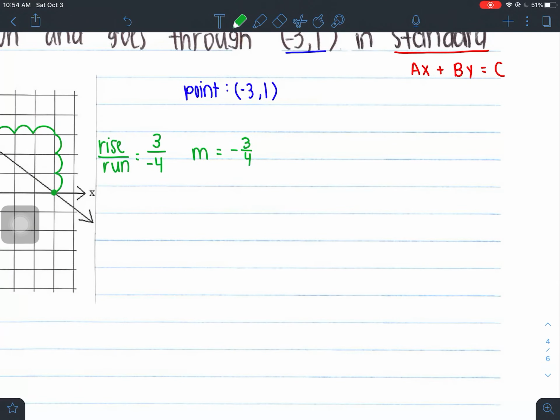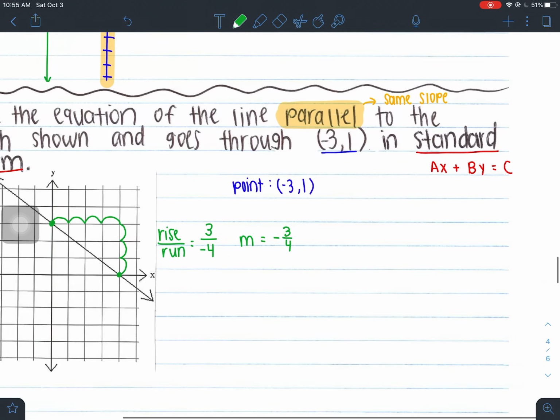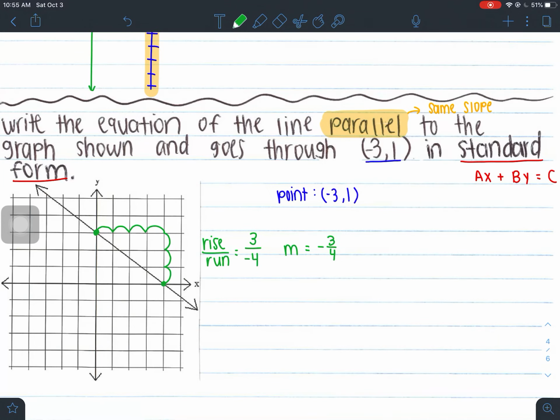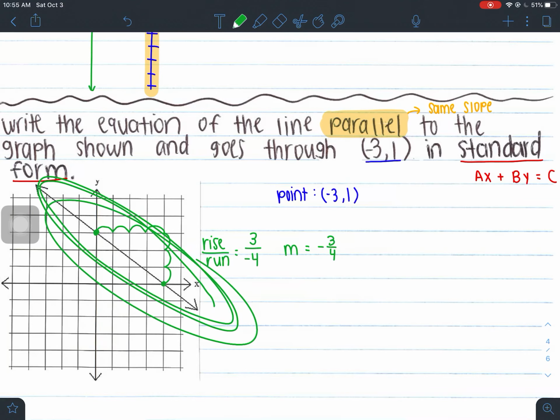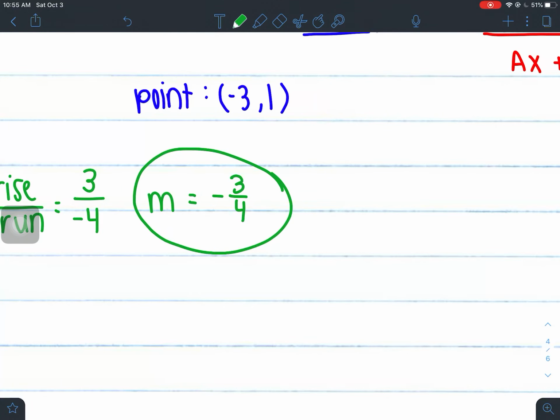Now, question, would I use the same slope when creating my brand new equation? Yes. Why would I use the same slope? Well, because they wanted me to create a parallel line. And I know that parallel lines have to have the same slope. So if I want the new line to be parallel to this one, they have to have the same exact slope. So I'm going to use this slope, and then I'm going to use this point.